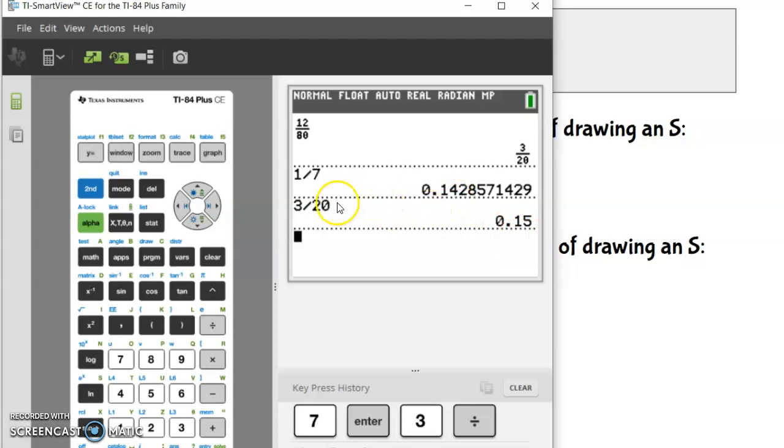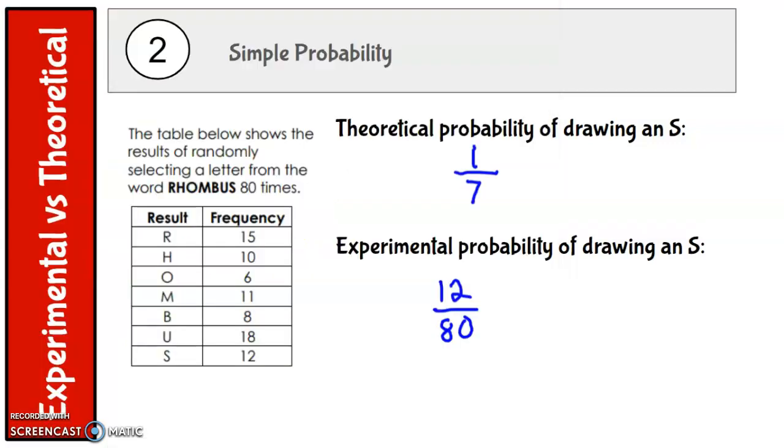And again, the theoretical probability is just based on the number of outcomes, how many of them are the favorable outcome. The experimental probability is out of the number of times that you actually performed the event, how many times did that favorable outcome occur? That's the difference between experimental probability and theoretical.